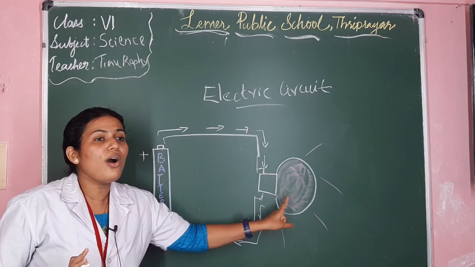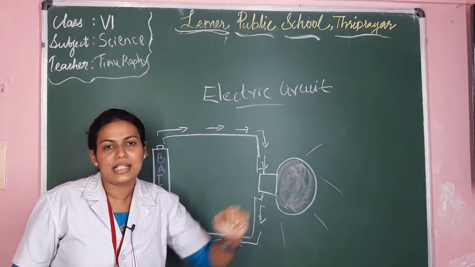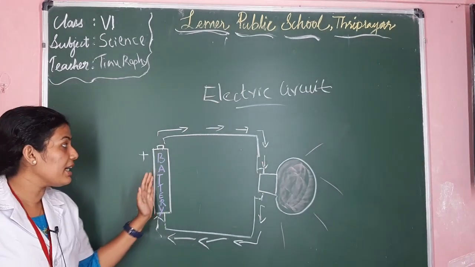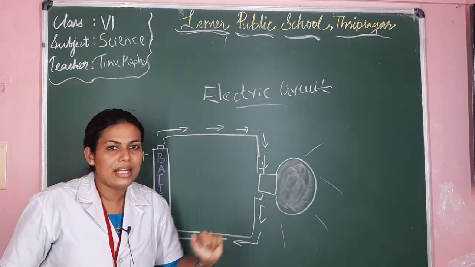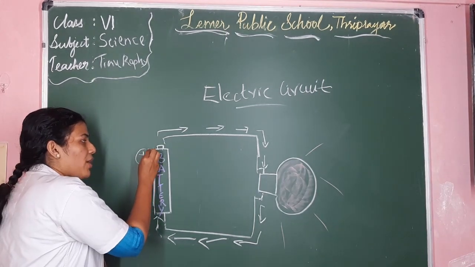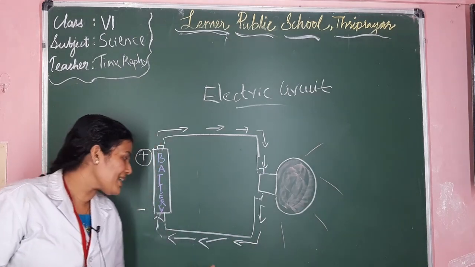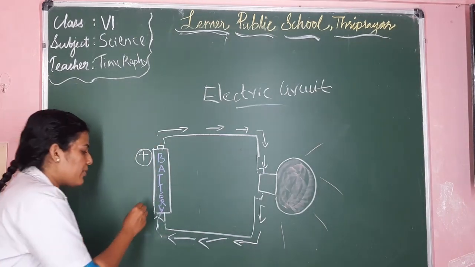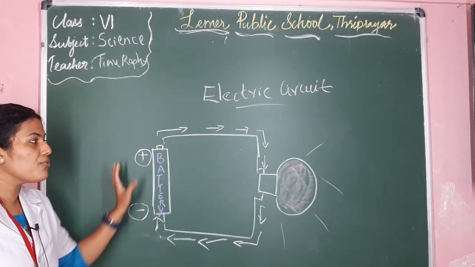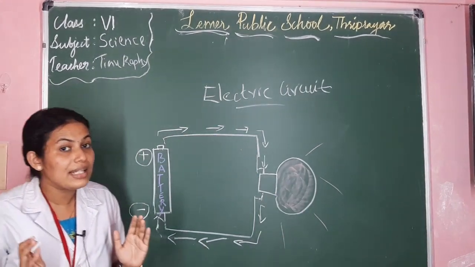So this flow of energy, flow of electricity is what we call an electric circuit. Here you can see the current flows in a particular direction. That is, the current flows from the positive part of the battery, and the current reaches back at the negative terminal of the battery, isn't it? So this flow of electricity is what we call an electric circuit.